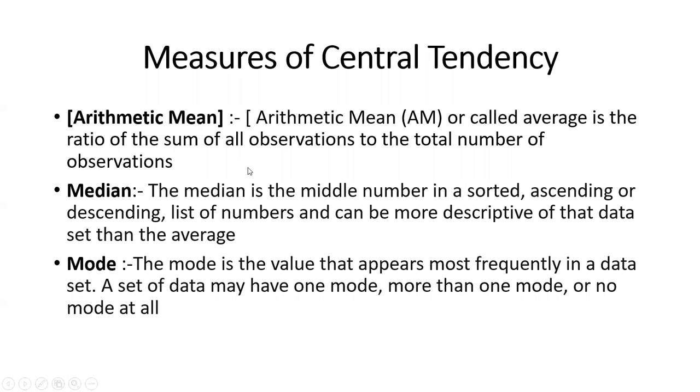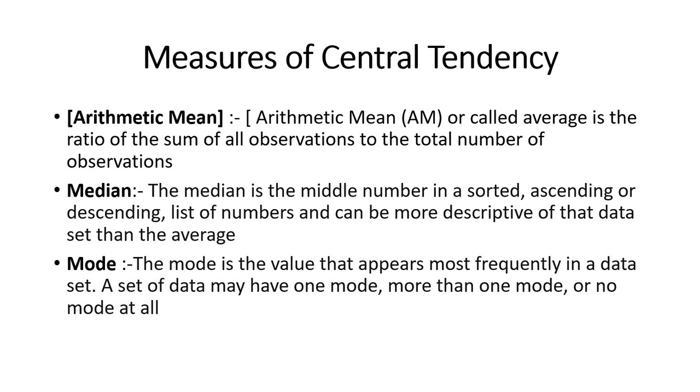Then the median is the middle number in the sorted ascending or descending list of numbers, which can be more descriptive of the data set than the average. For calculating the median, you have to arrange the data in either ascending or descending order in a sorted form. Then you will be able to find the middle number which represents the whole series. The median is a positional average. It describes the data in a descriptive way.